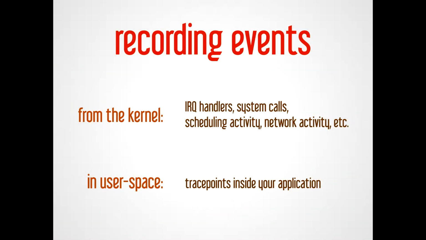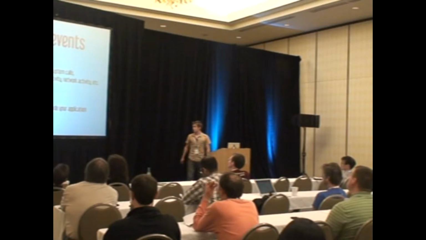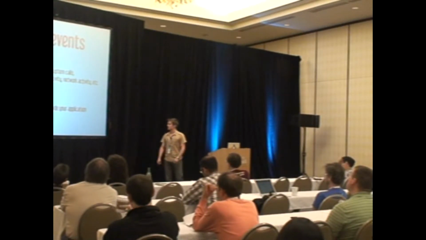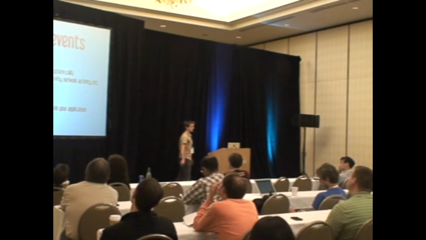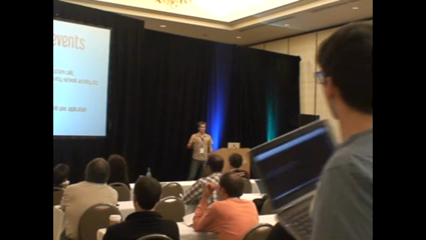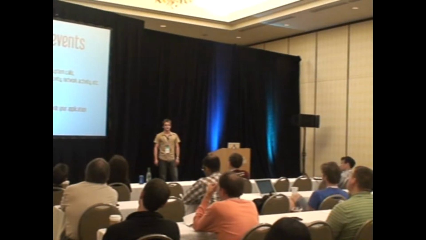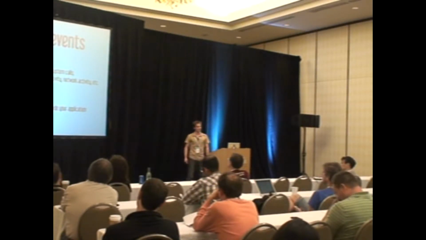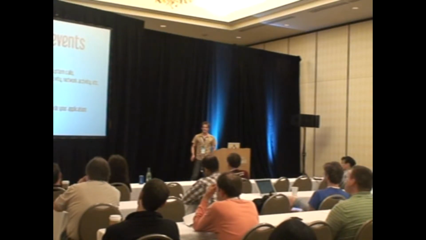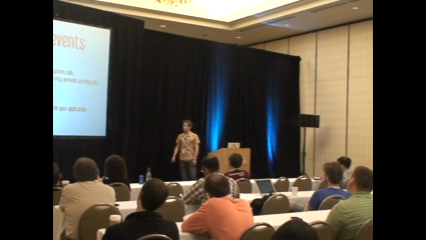So it's recording events to see under the hood. So we record events during software execution. This can be kernel events from interrupt handlers, system calls, scheduling activity. It's already enabled in many places in the kernel, and it tells you what is the system doing during the execution. It can also be trace points in user space at strategic places that you choose in your program in order to debug it.